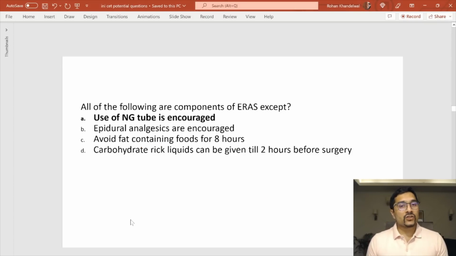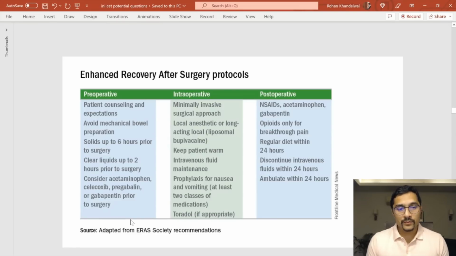ERAS is enhanced recovery after surgery. This is an important concept, and you should know that we discourage the use of nasogastric tubes. So now, up till 2 hours prior to surgery, clear liquids can be given, carbohydrate rich liquids can be given. Solids have to be stopped 6 hours.